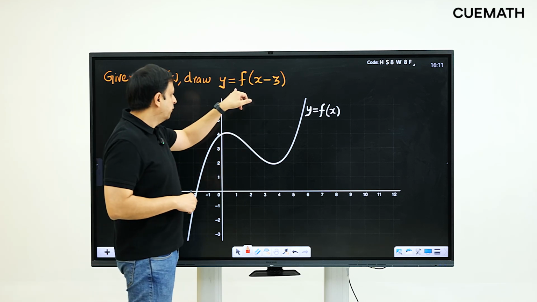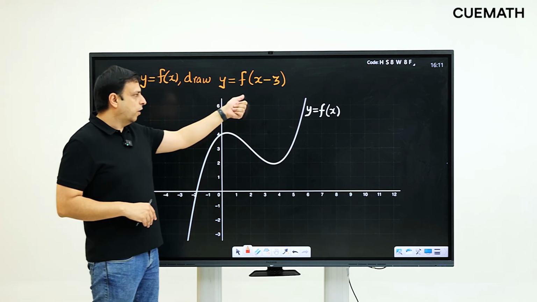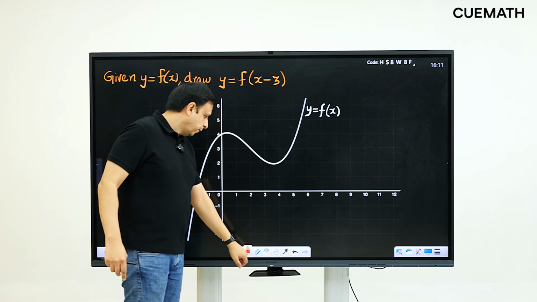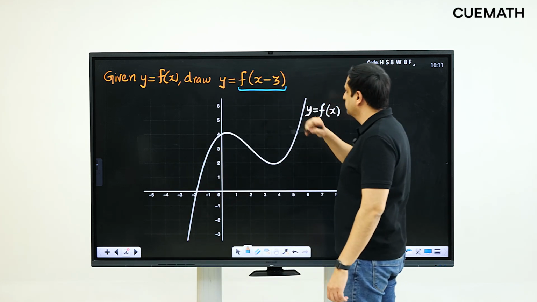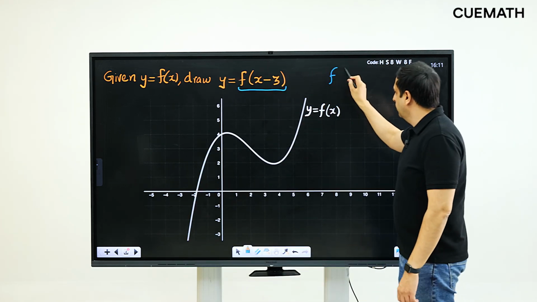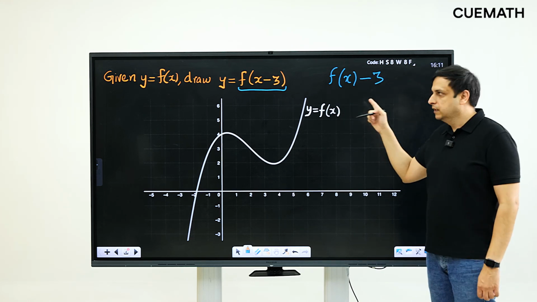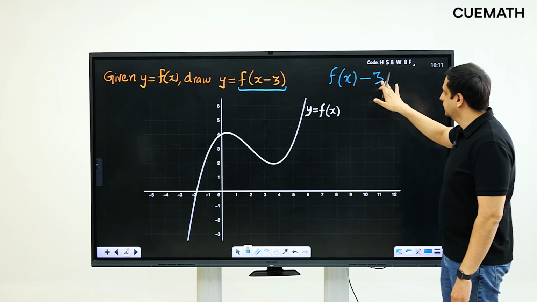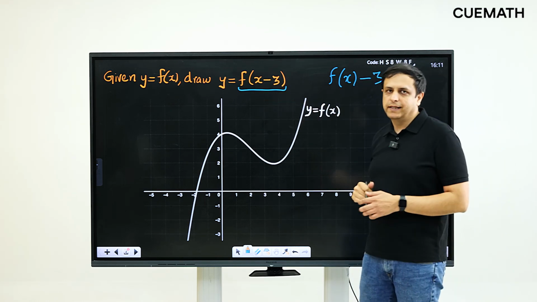So, now we have to take y equal to f of x and transform it into f of x minus 3. And once again, it is important to observe that this function here is actually different from f of x and then you subtract a 3 from f of x. So, this is very different. You are subtracting 3 from the function, but here you are subtracting 3 from the argument.